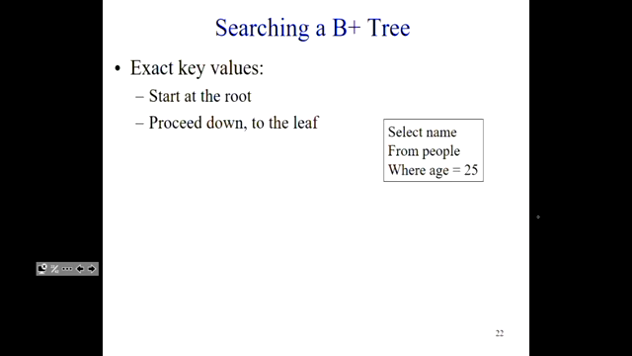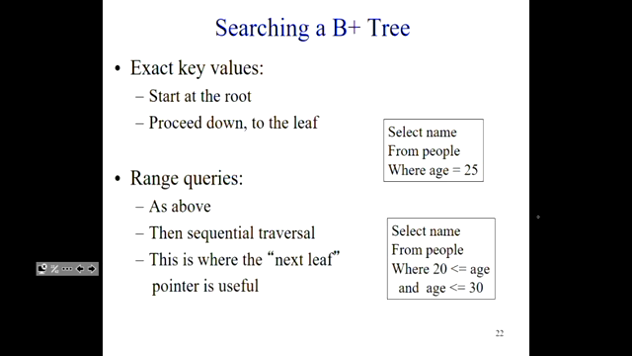So let's talk about searching a B tree. If you wanted to look up a B tree for an exact key value, you would simply start at the root and then proceed down to the leaf. So in the case where you have a where clause like select name from people where age is equal to 25, and you have an index on age as your search key, you go down this B plus tree with values equal to 25 up until you find the record that satisfies your condition.